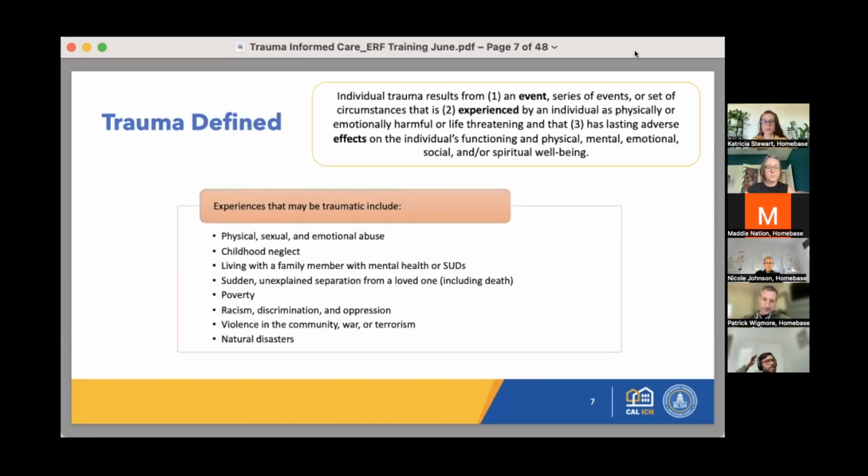So how do we define trauma? As alluded to in the last slide, individual trauma results from an event, a series of events, or a set of circumstances that is experienced by an individual as physically or emotionally harmful or life-threatening, and that has lasting adverse effects on the individual's functioning and physical, mental, emotional, social, and or spiritual well-being. Experiences that might be traumatic can include things like physical, sexual, or emotional abuse, childhood neglect, living with a family member with a mental health or substance use disorder, sudden or unexplained separation from a loved one, poverty, racism, discrimination, or oppression, violence in the community, and natural disasters are just a few examples.